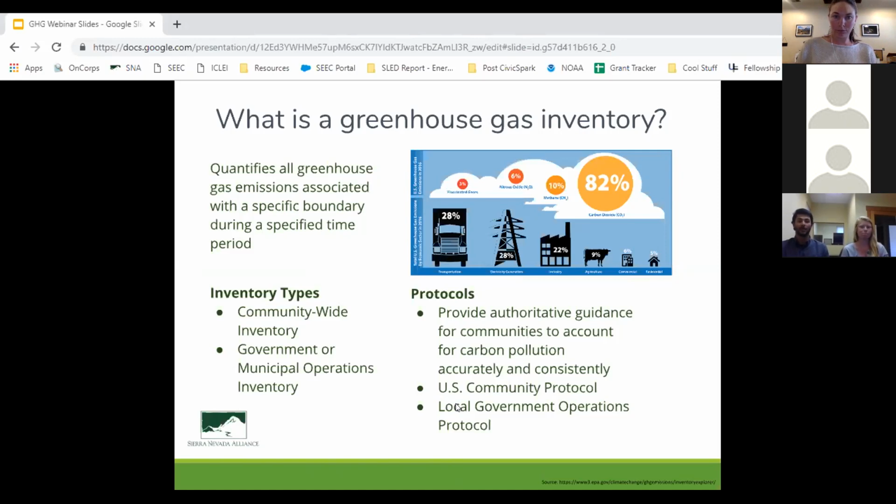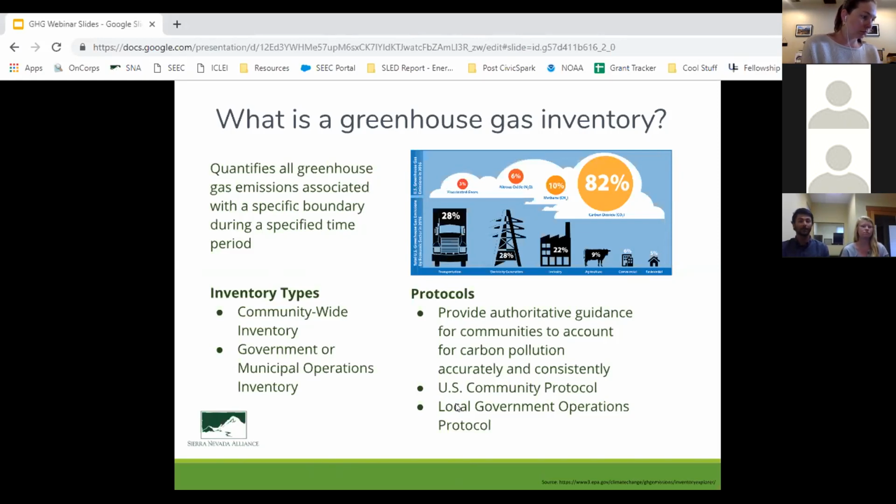There are two different types of inventories that are relevant to us. Number one, we have a community-wide inventory, and then we have a government or municipal operations inventory. So for community-wide, that's going to be looking at all the emissions that are coming, say, from residential homes. That's one of the sectors. But a government or municipal operations inventory is going to be looking at the emissions attributed to, for example, City Hall.